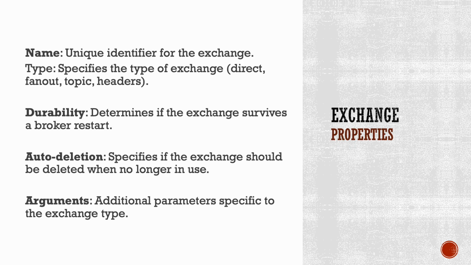Properties. Exchanges have several properties that can be configured. Name. Each exchange has a unique identifier or name. Type. The type of exchange determines the routing behavior. Durability. Specifies if the exchange survives a broker restart. Auto-deletion. Determines if the exchange should be deleted when it's no longer in use. Arguments. Additional parameters specific to the exchange type can be provided.